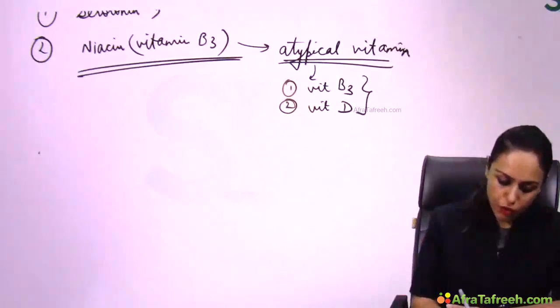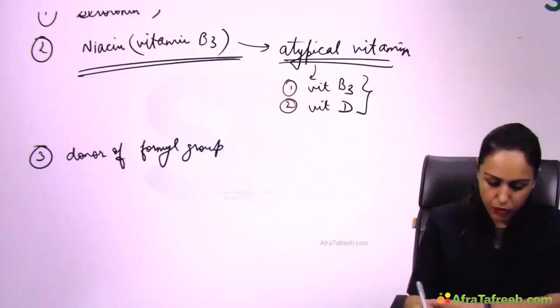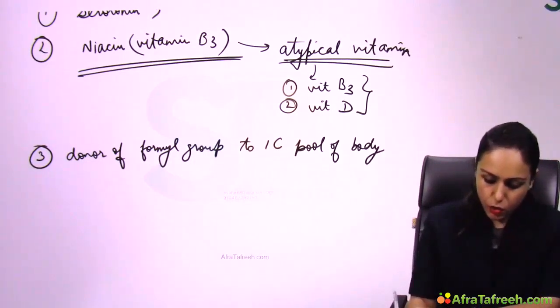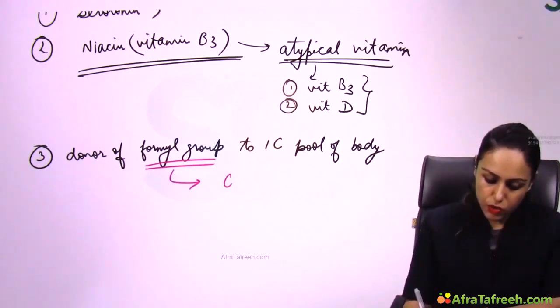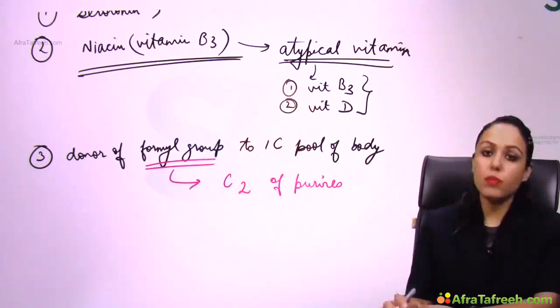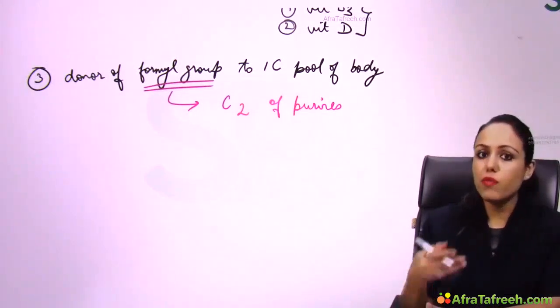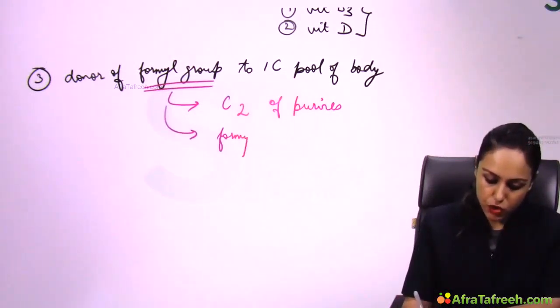One more use of tryptophan is that it is the donor of the formyl group to the one carbon pool of the body, and where is this formyl group used? This formyl group is used for giving carbon to the C2 atom of purines. In purines, C2 is contributed by carbon dioxide, and that is coming from the formyl group which is donated by tryptophan, right? And one more place where it is used is in the formation of the amino acid formyl methionine.